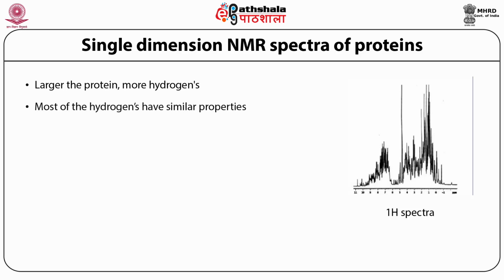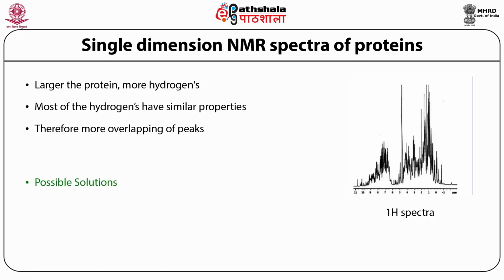Most of the hydrogens have similar properties, because all the amino acid backbone carbons have similar chemistry and their hydrogens are similar, depending on what kind of atoms these hydrogens are attached to. So they will have similar kinds of peaks. Therefore these peaks overlap, and because of that it becomes difficult to interpret these spectra.